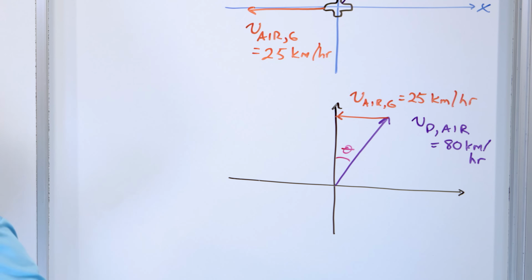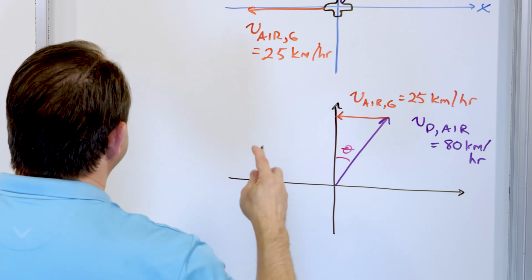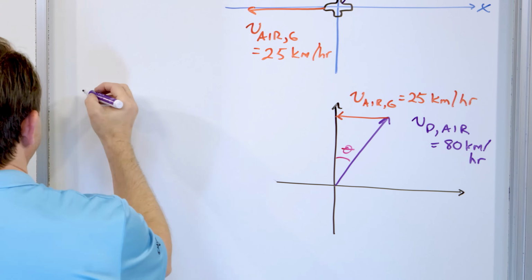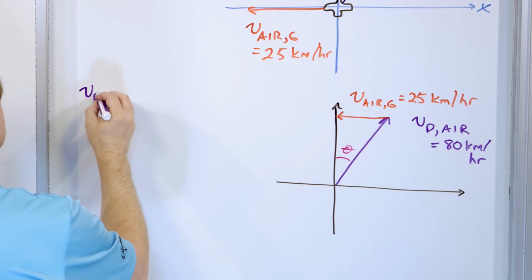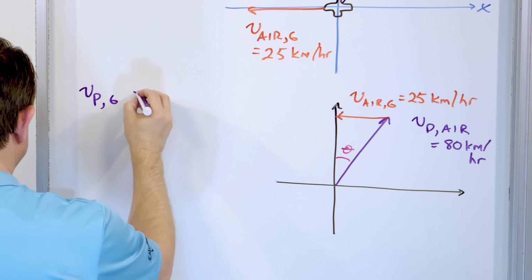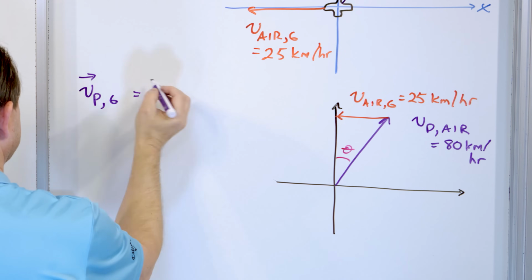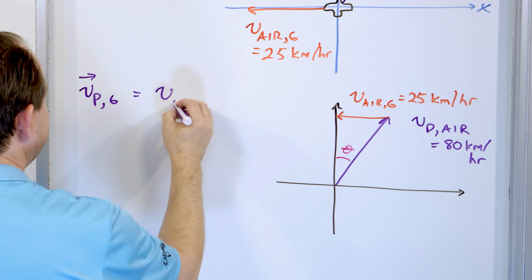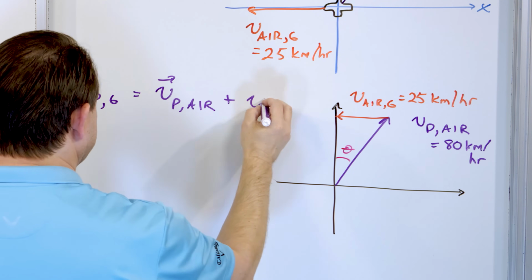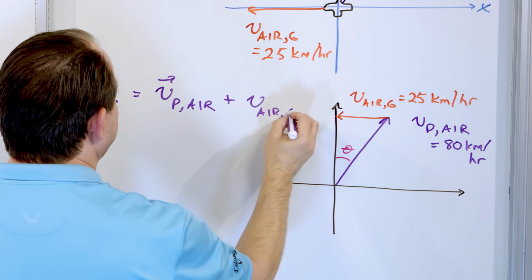All right, so what would the equation be? What would be the addition of these vectors, right? Well, the velocity of the plane with respect to the ground, which is what I want, has got to be equal, vectorially, to the velocity of the plane with respect to the air, plus the velocity of the air with respect to the ground.